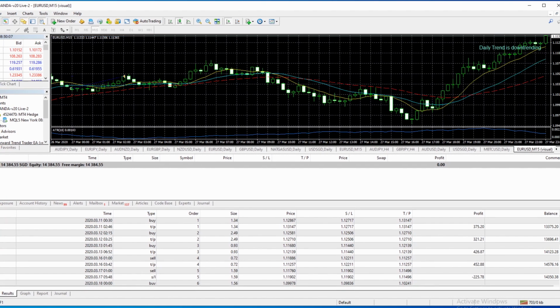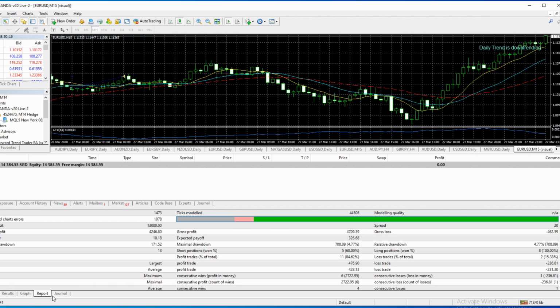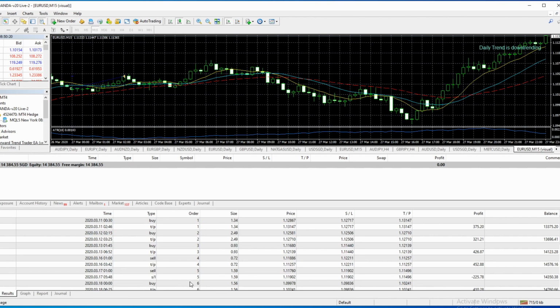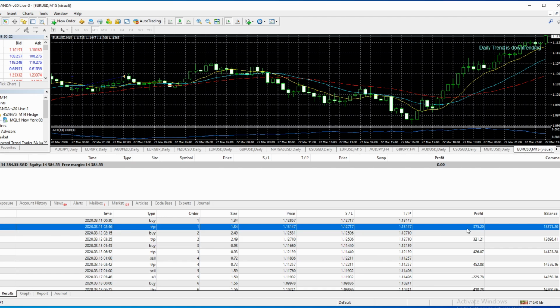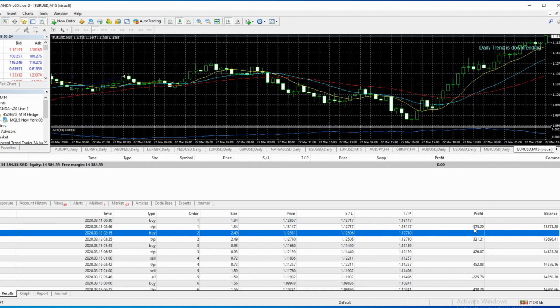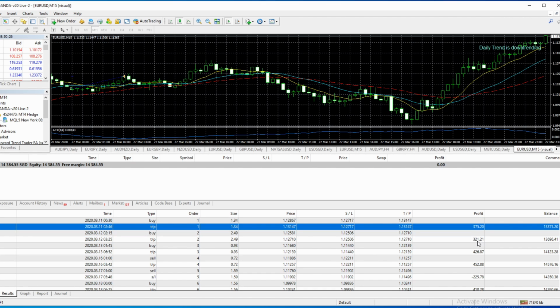Okay, yeah, so you can see extreme left. This is the results tab. All right. So you can press these tabs at the bottom left here. You can see where my mouse cursor is, so you can look through the different tabs. So if we look at the results tab, you can see that the first trade I won, I made 375.